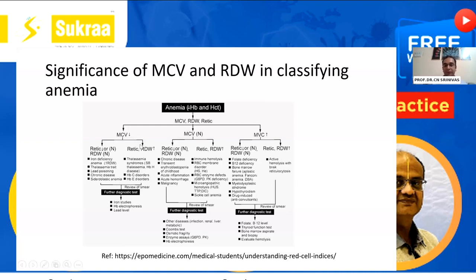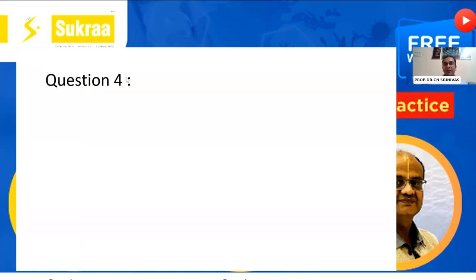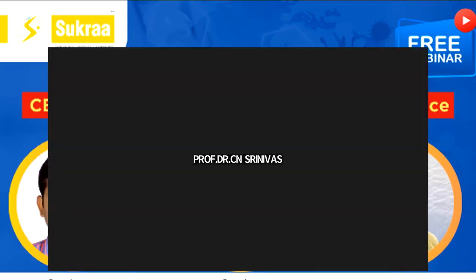All right. So I will stop sharing my screen. Quite interesting, doctor, to understand the value of the MCV and the RDW and how to get on to differentiating types of anemia from the laboratory itself. That's the beauty of the automated hematology analyzers which we are using today.